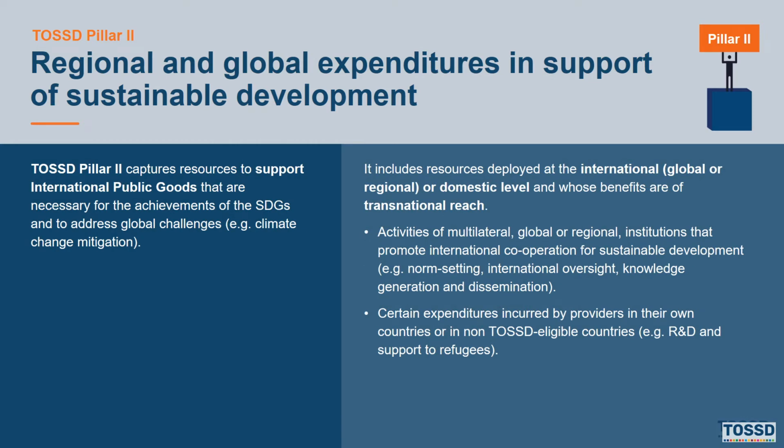TOSSD Pillar 2 captures resources to support international public goods that are necessary for the achievement of the SDGs and to address global challenges, for example, climate change mitigation. It includes resources deployed at the international, global or regional, or domestic level and whose benefits are of transnational reach. This includes, for example, activities of multilateral, global and regional institutions that promote international cooperation for sustainable development, for example, through norm setting, international oversight, knowledge generation and dissemination.